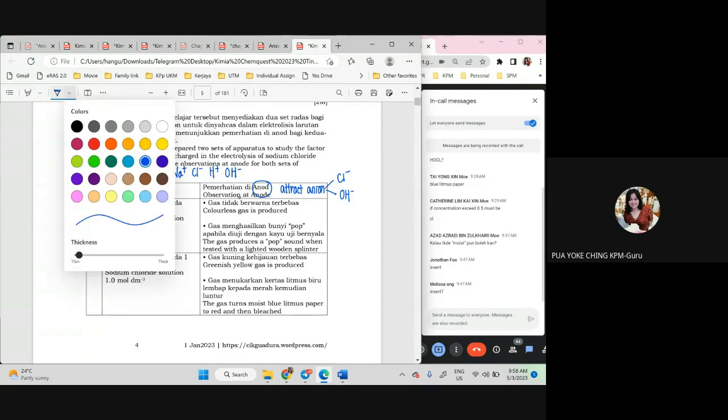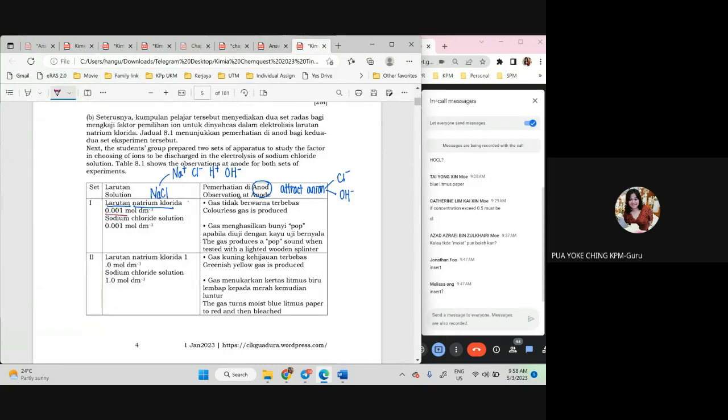So kita tengok set 1. Set 1 is 0.001 mol dm minus 3. So it's dilute. Kalau dilute, you ambil OH minus. So 4 OH minus produce O2 tambah 2 H2O tambah 4 E minus. So product, you get oxygen gas. Apa dia buat? Ni salah ni.